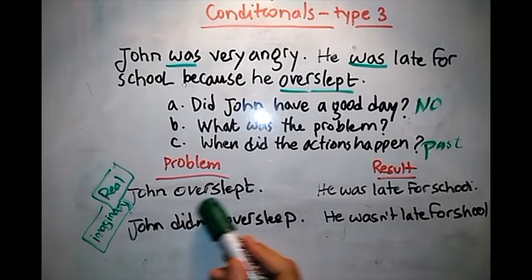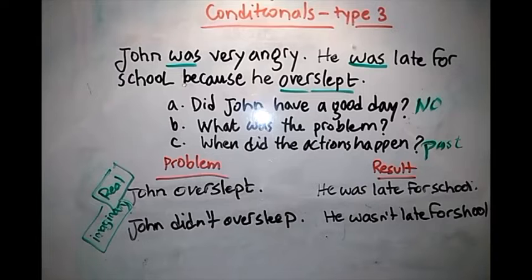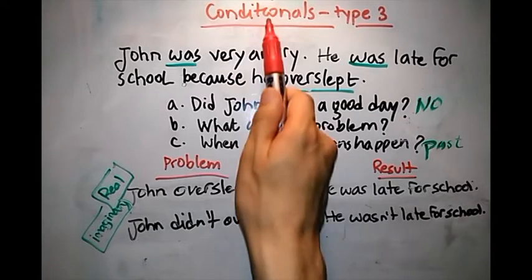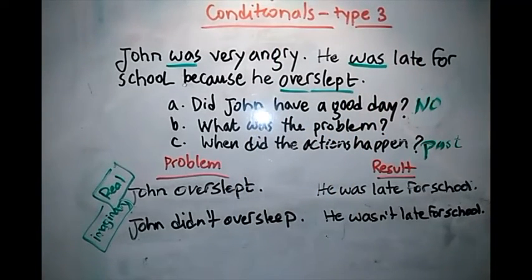So this is what really happened to John. This is the real situation. He overslept and he was late for school. And the second one is just imaginary. It's unreal. And relying on the imaginary situation that we have here, which is John didn't oversleep, he wasn't late for school, I can write a conditional type 3 sentence.